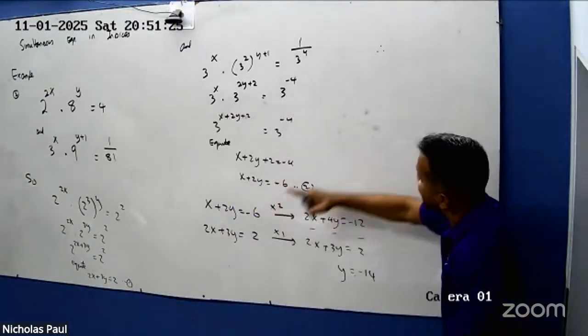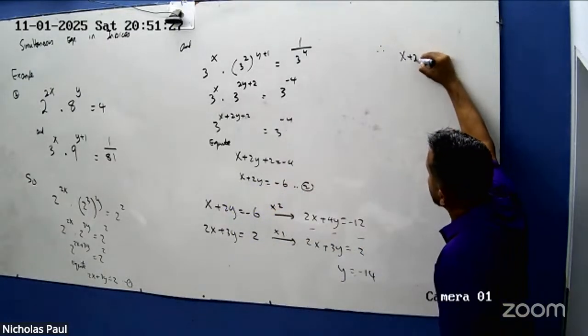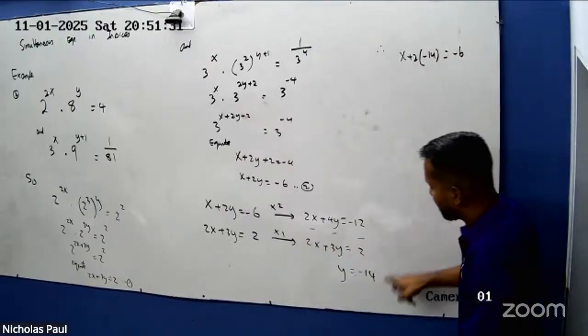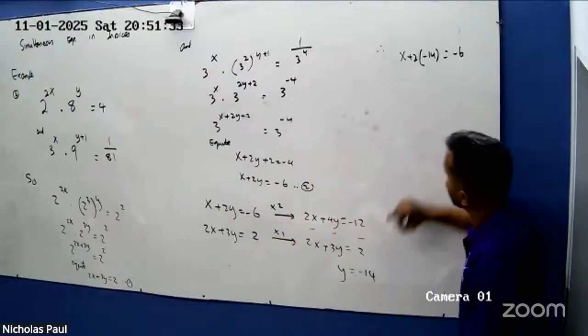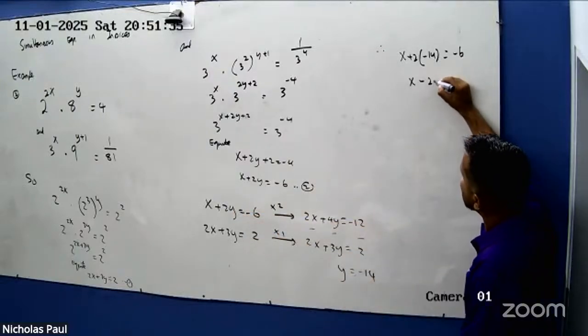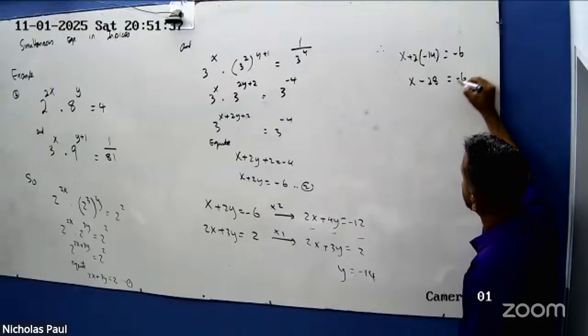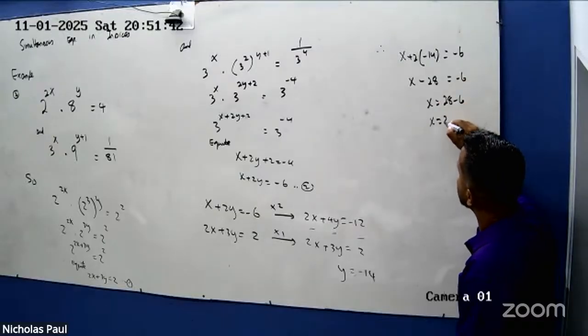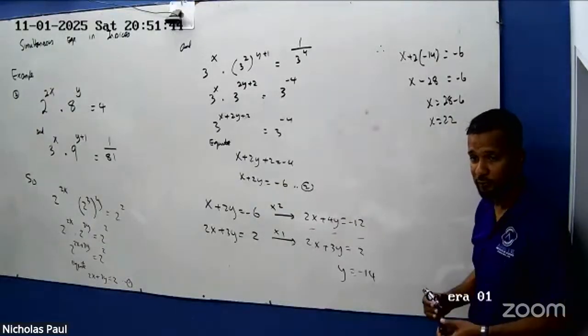So I'll go back to the first one. x plus 2 by minus 14 is minus 6. So I'll put in minus 14 in there. So I get x minus 28 is minus 6. x is 28 minus 6. x is 20.